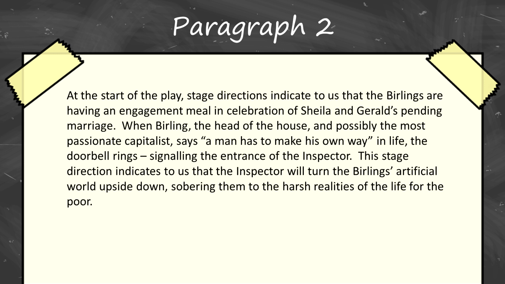When Birling, the head of the house and possibly the most passionate capitalist, says a man has to make his own way in life, the doorbell rings, signalling the entrance of the inspector. This stage direction indicates to us that the inspector will turn the Birlings' artificial world upside down, sobering them to the harsh realities of the life for the poor.